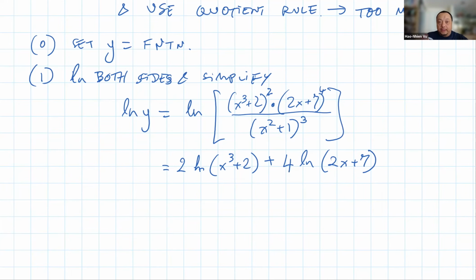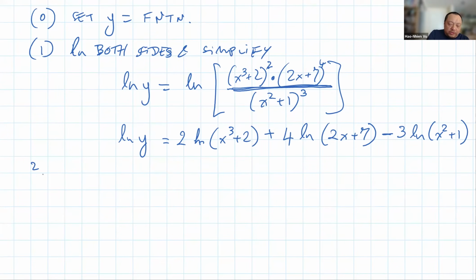And then ln of the denominator. There's a big division, so it becomes a minus 3 times ln of x squared plus 1. And all of that is ln of y. Step 2, same as before, differentiate both sides. And now you can see that each differentiation is just an ln. And the derivative of ln is pretty simple. 1 over y times the derivative of the inside.